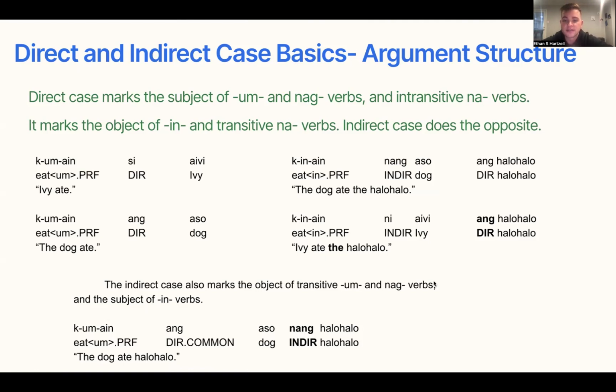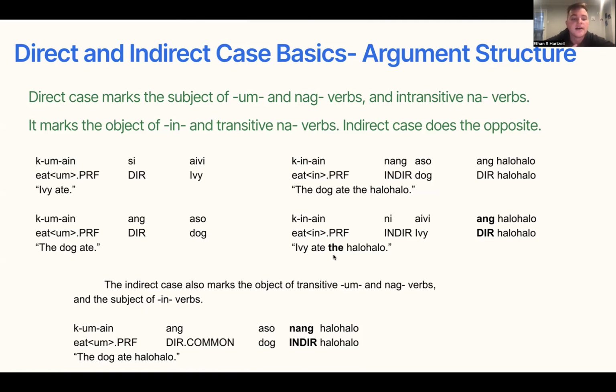This also works the same way with proper nouns. So kinain ni Ivy ang halo-halo. Ivy is marked with indirect case, and halo-halo is again marked with direct case. I'll also point out that the halo-halo marked with direct case is translated in this sentence with the. So it sort of looks like definiteness, but it's a little bit different, and I'm going to get into that more.